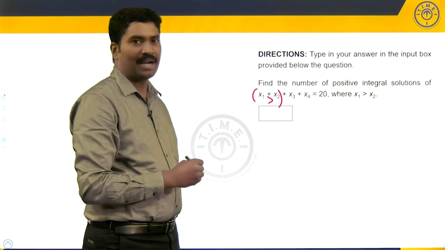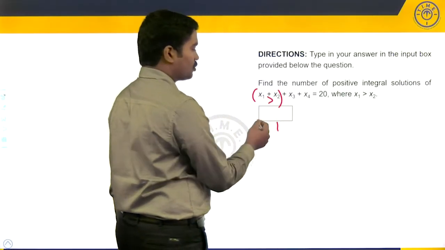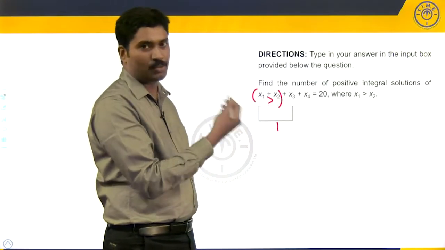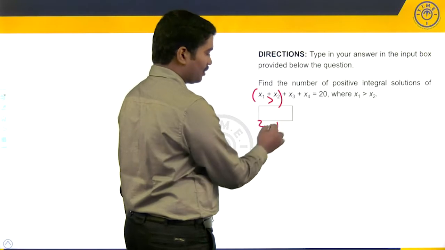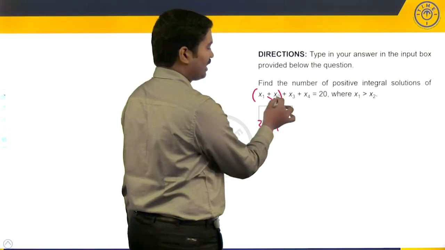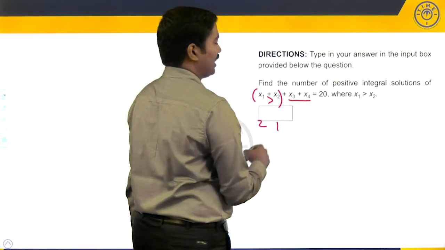x2 can take a value of at least 1, right? If x2 is at least 1, then x1 has to be at least 2 because it has to be greater than 1. So, if this is 1 and this is 2, correct? 2 plus 1, 3 has already been taken. So, that remains 17. 17 has to be distributed among x3 and x4.